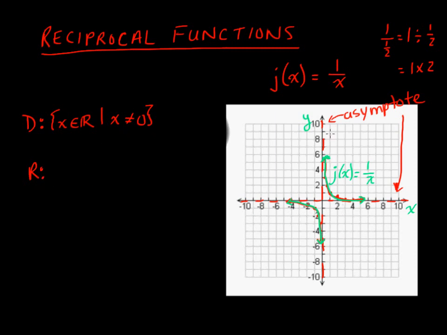And similarly for the range, any y value is possible except for that y value of 0 because we have that asymptote at the x-axis. So y can be all real numbers except for y equal to 0. So we're just going to say y cannot equal 0.